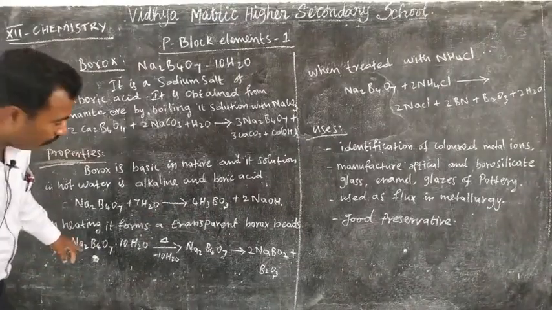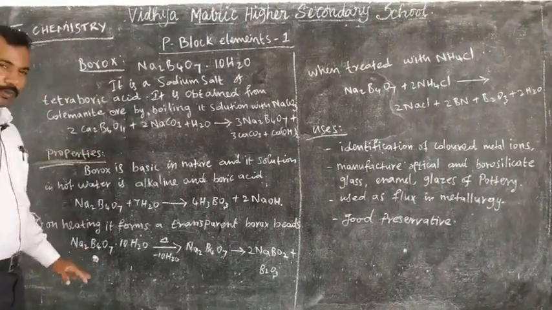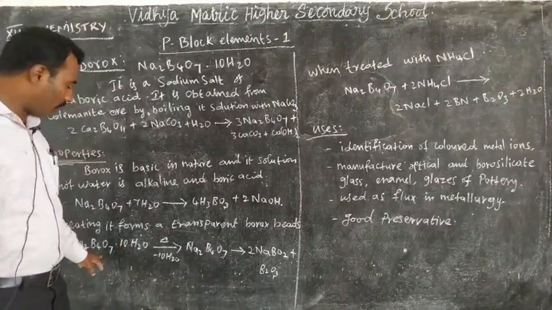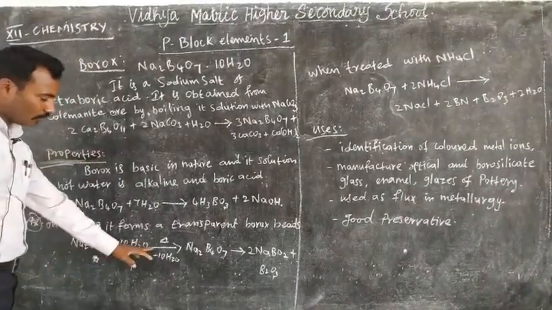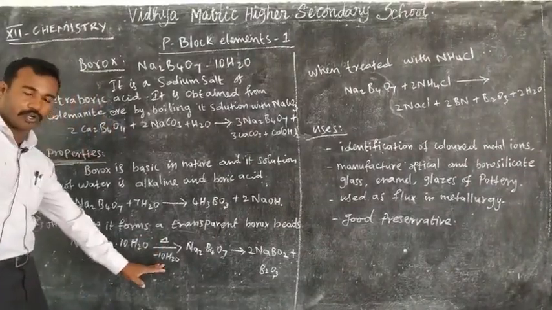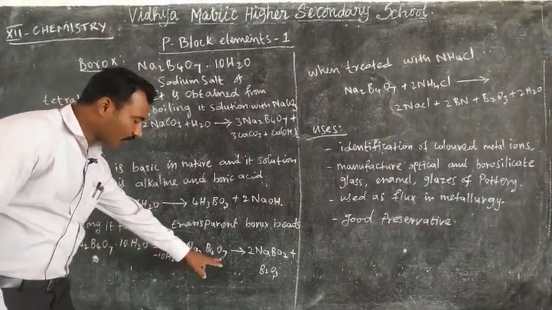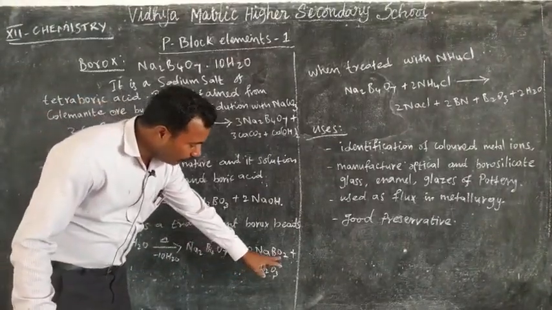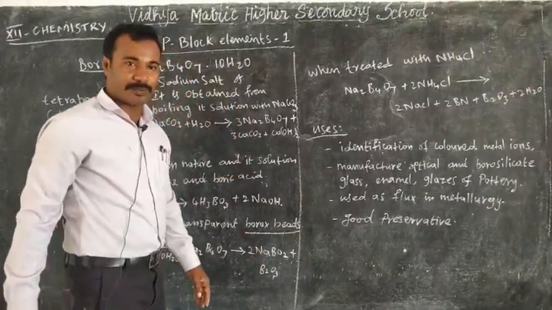On heating, there are 2 more important questions. On heating, what happens to borax? Listen, in this borax, Na2B4O7 with 10 water molecules, on heating, the triangle indicates heat, the 10 water molecules are removed. The 10 water molecules will evaporate, and the remaining Na2B4O7 is converted to NaBO2. This NaBO2 is called borax bead.